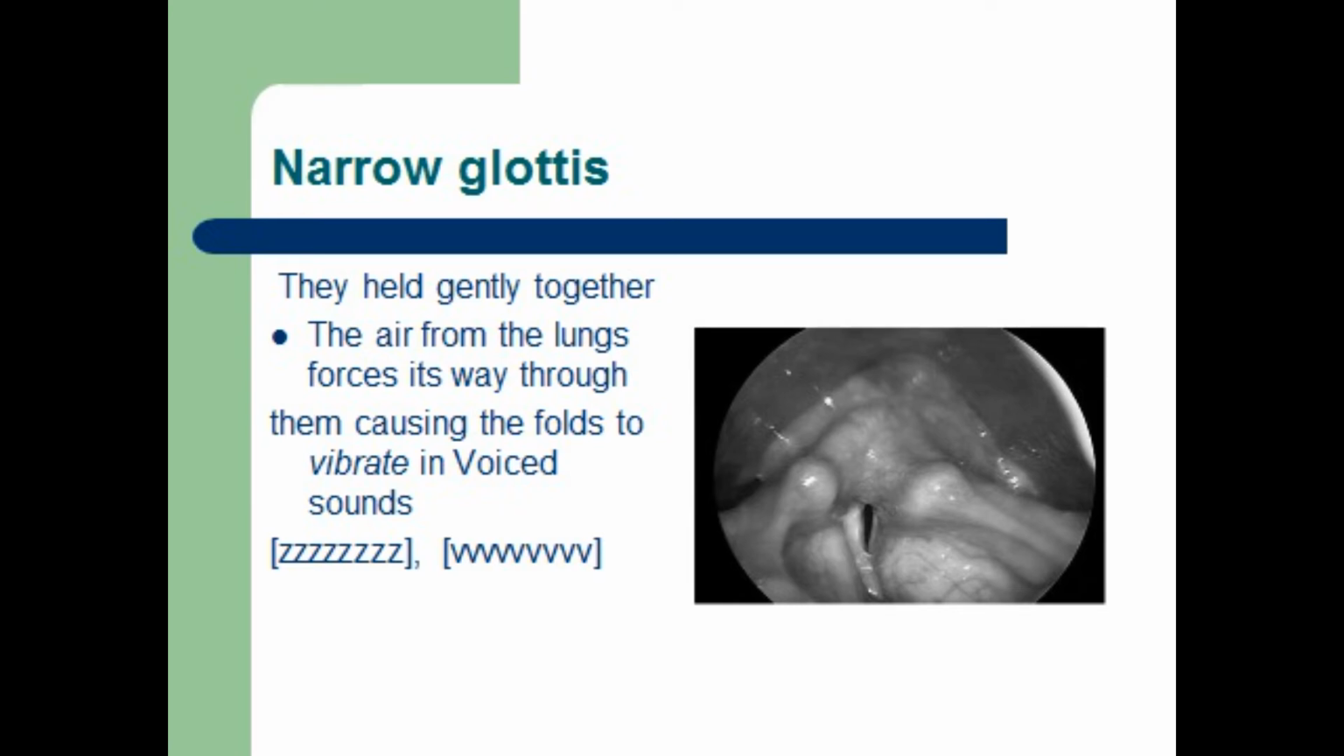For example, let us try z. The voiced sounds are produced in this state. Try to put your finger on the larynx and produce these voiced sounds. You can identify and sense that there is no wide opening. There is what is called a narrow opening, and there is a vibration in the vocal folds.